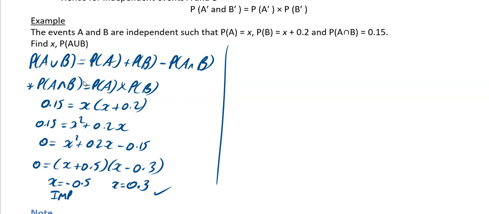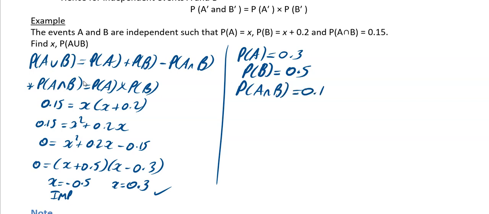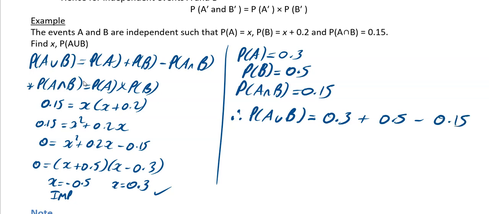So what have we got? We have got so far that our probability of A, then we've worked out, is 0.3. Your probability of B was x plus 0.3, so it's going to be 0.5. And your probability of A intersect B, they tell you in the question, is 0.15. We are good to go. You can just say, therefore, your probability of A union B is equal to your probability of A, 0.3, plus your probability of B, 0.5, minus your intersection, 0.15. And if you do that, what you will get is 0.65. And that's it.